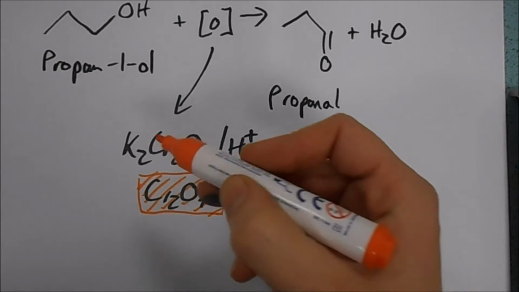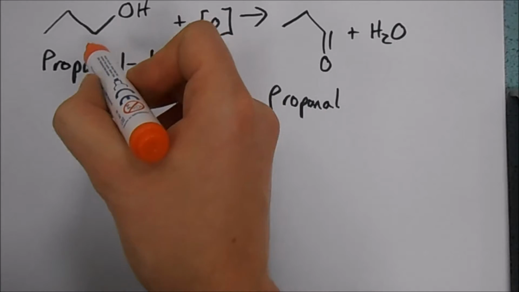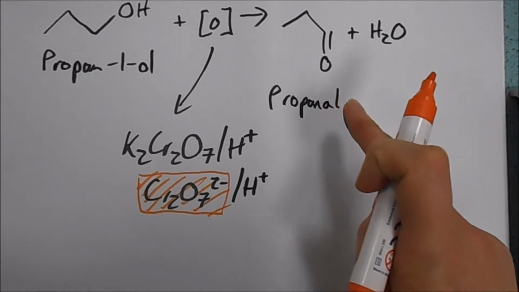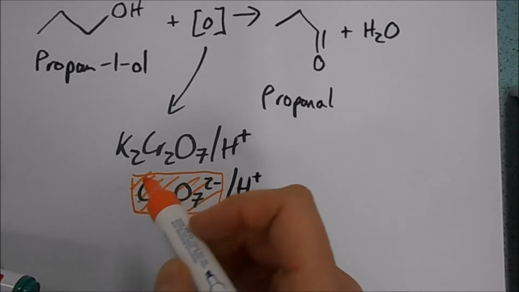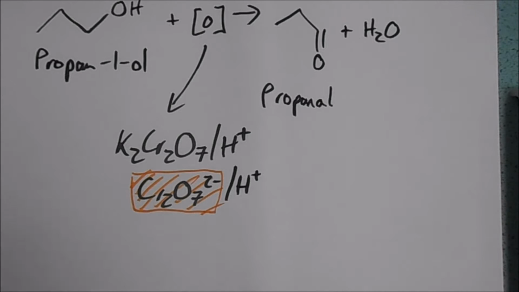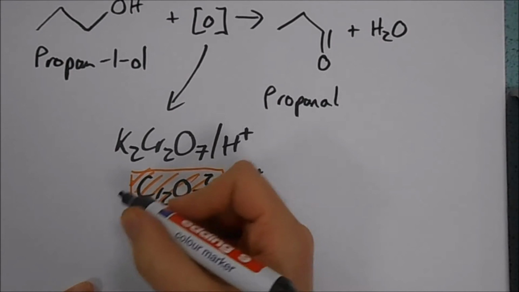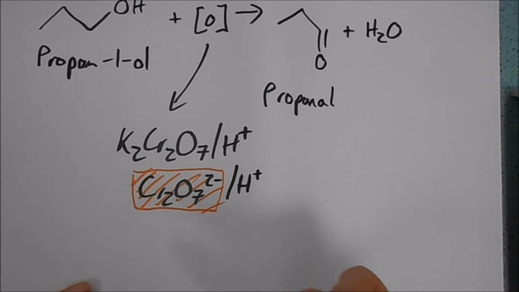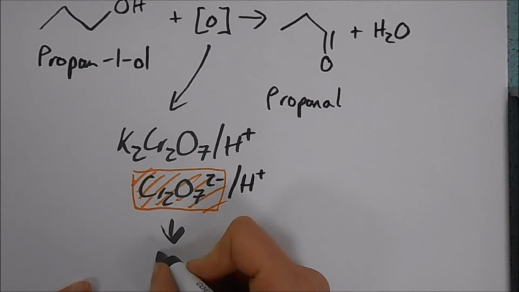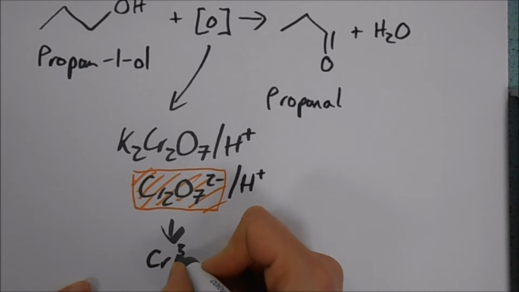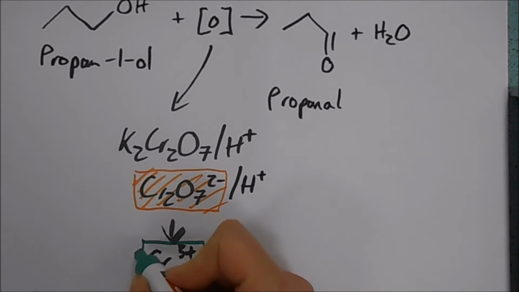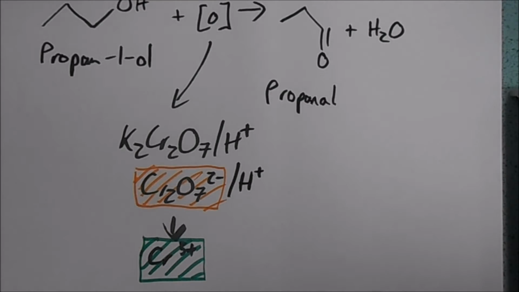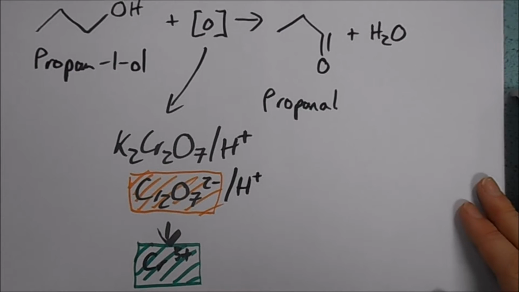The idea behind this is that the oxidizing agent is going to oxidize the propan-1-ol into the propanal, and when it does this, it will itself be reduced. So we're going to start off with chromium ions there, which if you work out their oxidation state, they will be 6 plus, and what we're going to change them into is Cr3 plus. The Cr6 plus is orange and the Cr3 plus is green, so we're going to see an orange to green colour change.